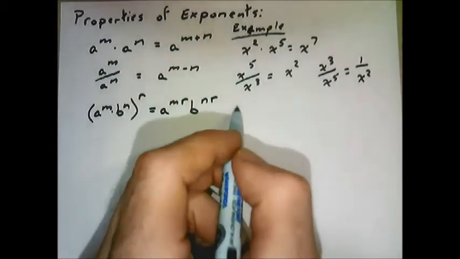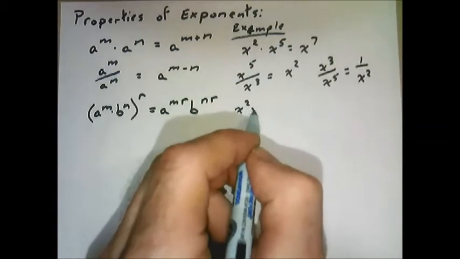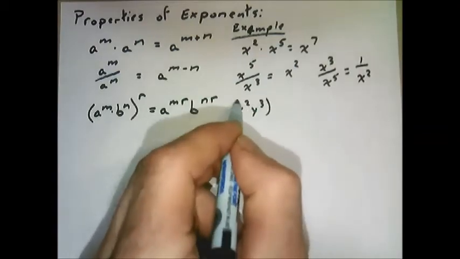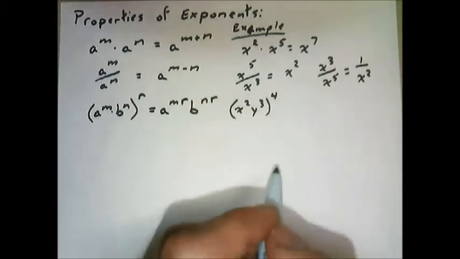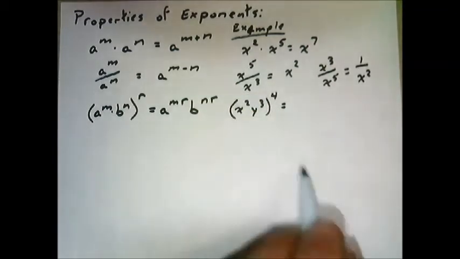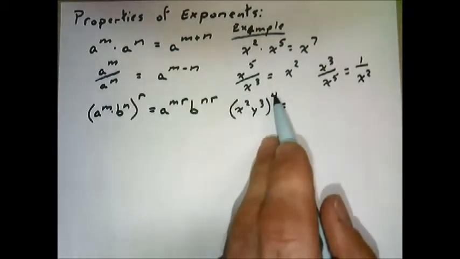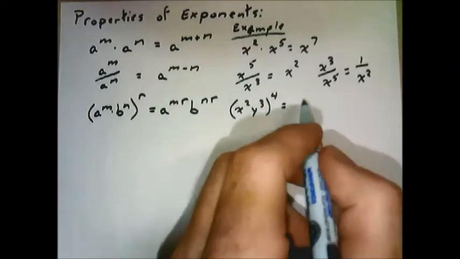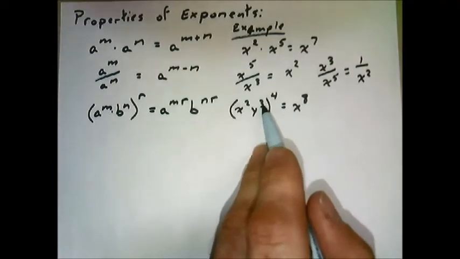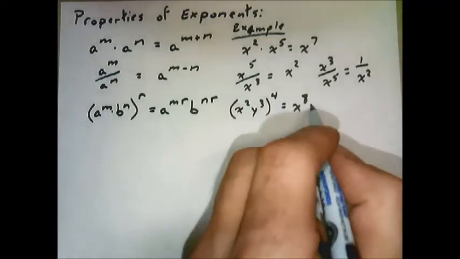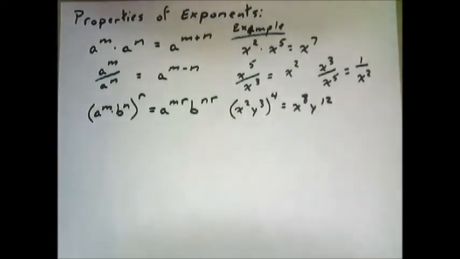So an example of this might be if I have x squared y to the third, and I take it to an exponent of maybe 4. So here I'm going to take x squared to the fourth, so I'm going to multiply these exponents and get x to the eighth. For my y's, I'm going to take my 3 times 4, and I'm going to get y to the 12th.